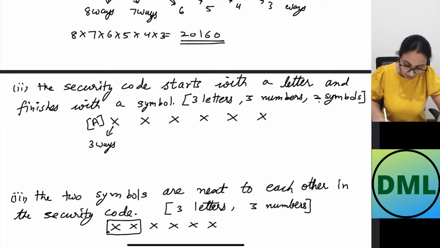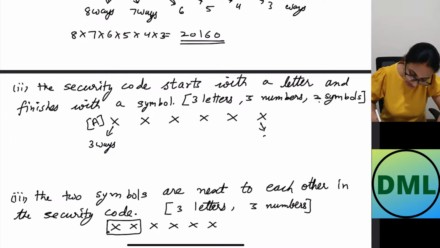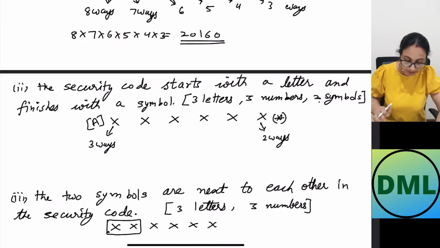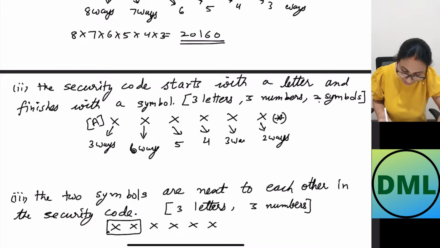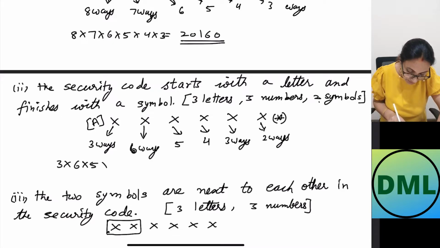Now A is gone. Now it should end with a symbol. There are 2 symbols available with you. So this last place can be filled in two ways. Let's say that you placed star here. Now star and A are gone. So the total number of letters, numbers or symbols available with you is 6. Now this place can be filled in 6 ways. Similarly, this may be 5, this will be 4 and this will be 3 ways. So the total number of arrangements is given by 3 cross 6 cross 5 cross 4 cross 3 cross 2. So my answer will be 2160.